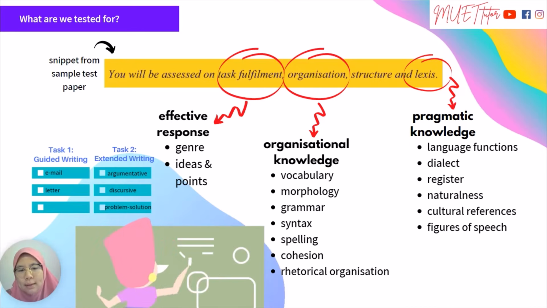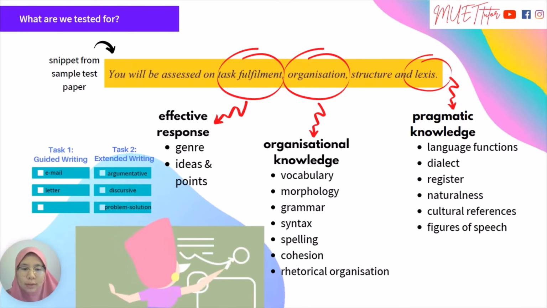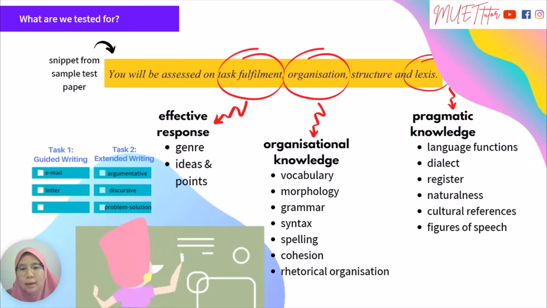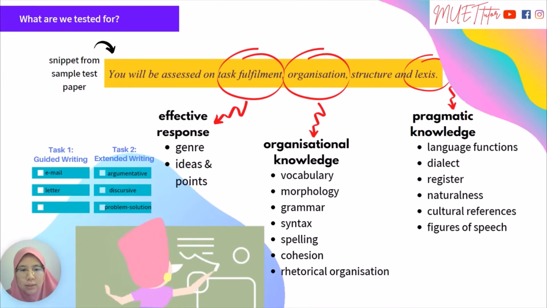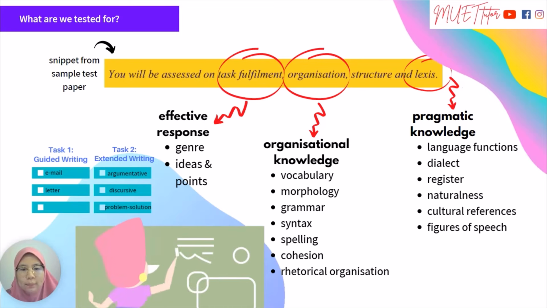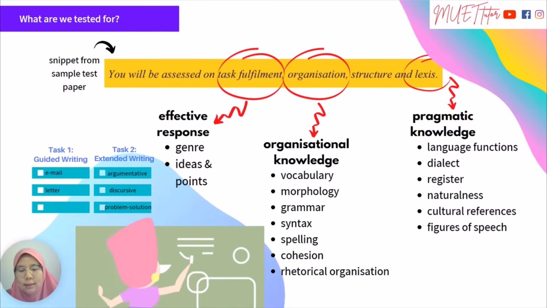Being pragmatic means how the presentation of your ideas is appropriate to your readers, and even gives certain impact to your readers. There are many ways to do this. You could either use appropriate language functions or use formal or informal language. Sounding natural is when readers can feel that you really mean it when you write it.